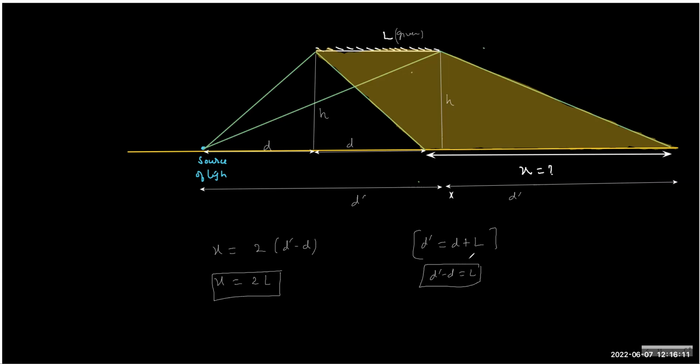So the x turns out to be L, which means if the length of the mirror is constant, then the shadow will be constant no matter where the source is. Because if the source goes away, both light rays will go farther and the gap will be maintained. No matter what. So this is again important to remember. Remember this answer.